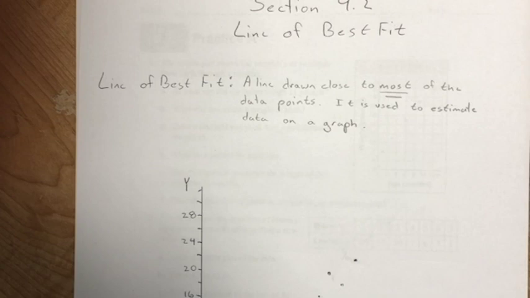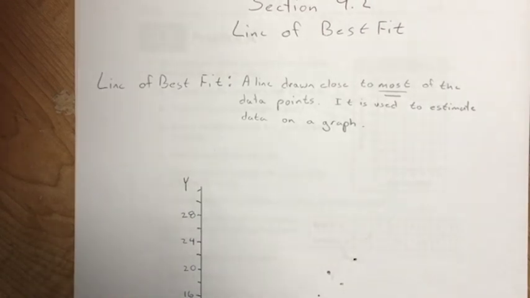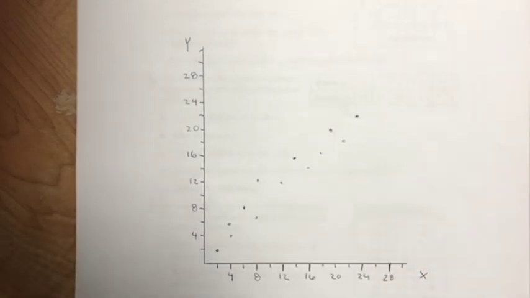Right, section 9.2. We're building off the concept of scatter plots, and we're building into a new concept called line of best fit. That's basically a line that's drawn close to most, notice I've got it highlighted, most of the data points. It's used to estimate data on a graph. So here we have a very simple scatter plot.